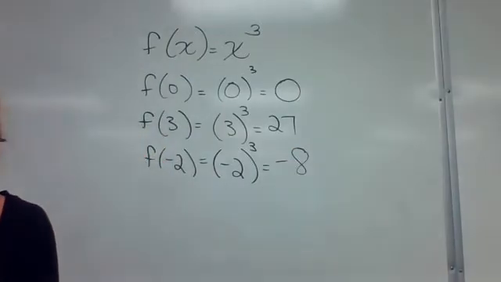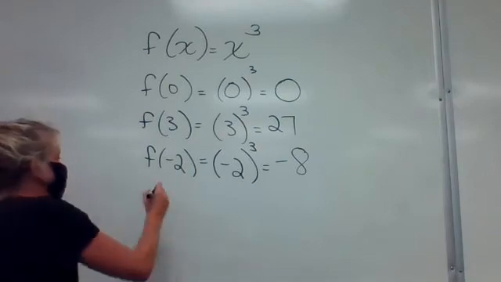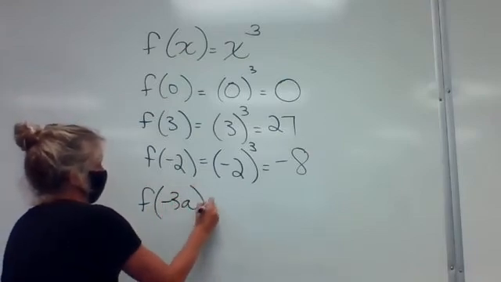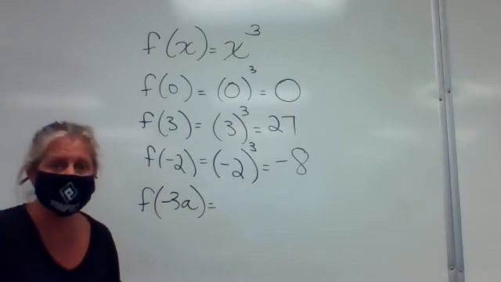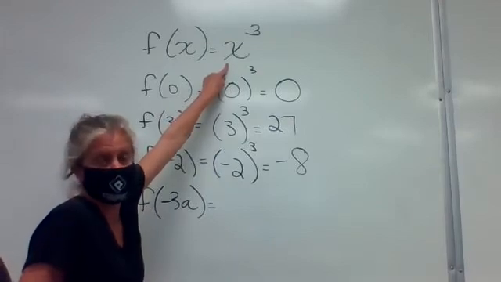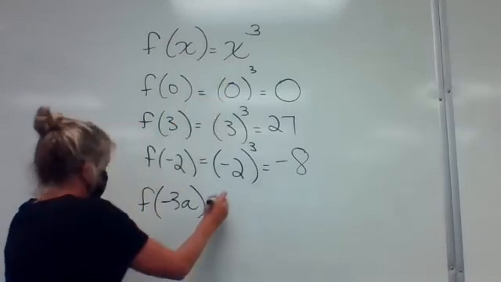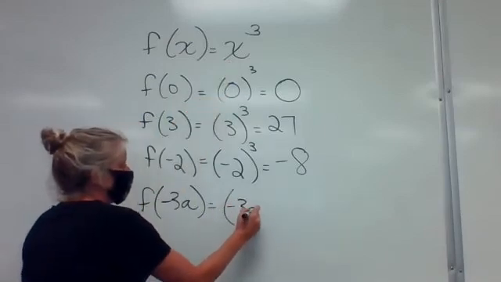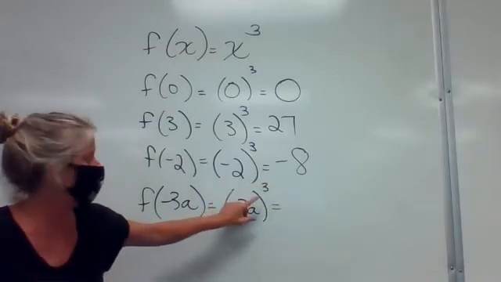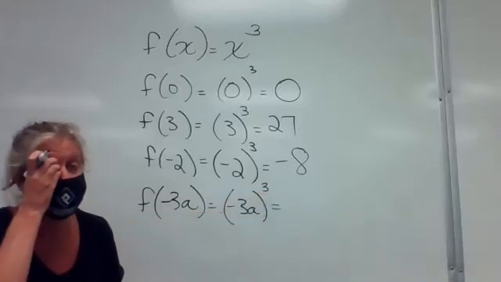And then I'm going to do the last one, because this one's the one that was throwing people off earlier. F of -3a. So once again, replacing whatever is in this parenthesis in place of the X. So I'm going to have, instead of X, -3a to the 3rd power. All of this is to the 3rd power. -3 is to the 3rd power, and so is a.